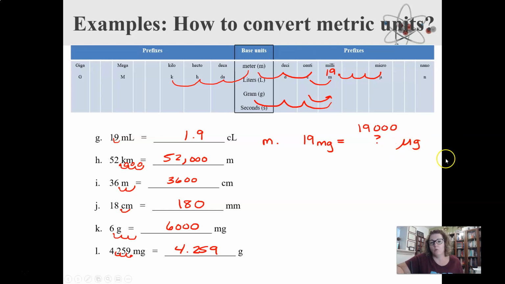Same thing if I would have gone to nano, I just keep moving that decimal till I hit nano, okay? Giga and mega, they are capitalized. So if you did have something like megameters, you want to make sure that you put an emphasis on the capital versus the lowercase. Or gigameters, same thing. So the capital G with the little m, okay?